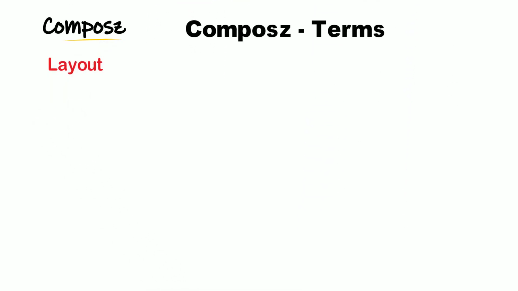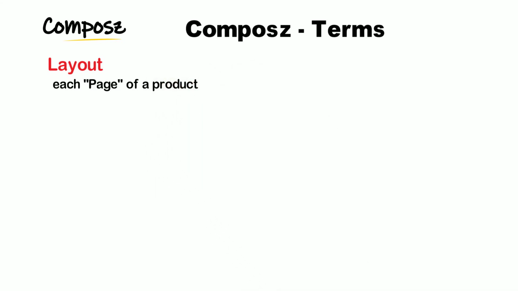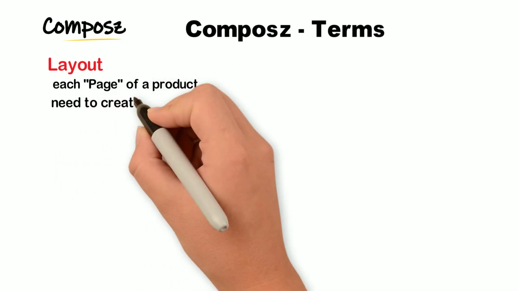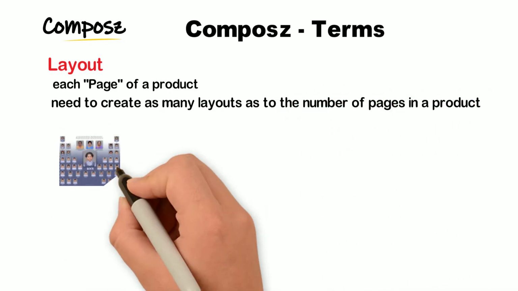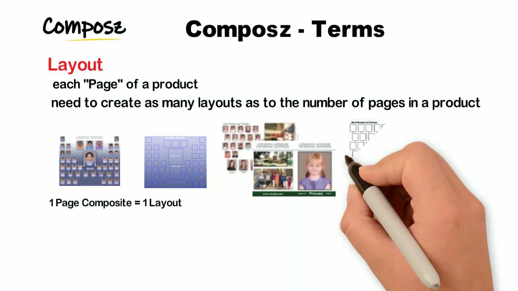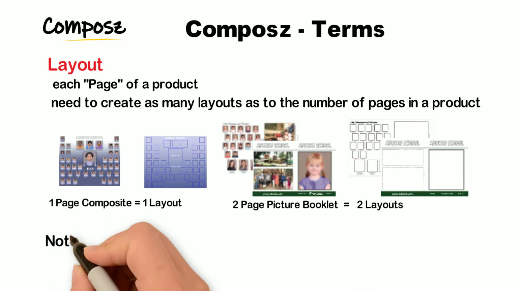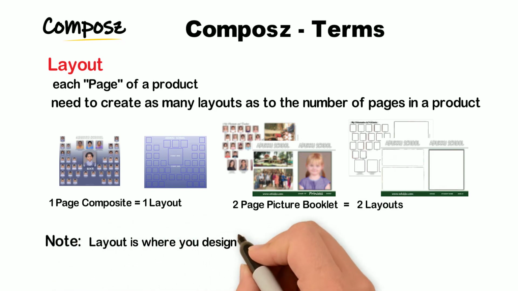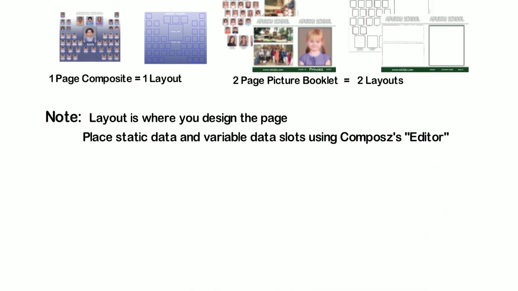Layout. Let's see what is a layout. Each page of a product is called a layout in Composz. It also means you need to create as many layouts as the number of pages in a product. For example, for a one-page composite, you need to create one layout. For a two-page picture booklet, you need to create two layouts, and so on. Note: a layout is where you design the page, place static data and variable data slots using Composz's editor.